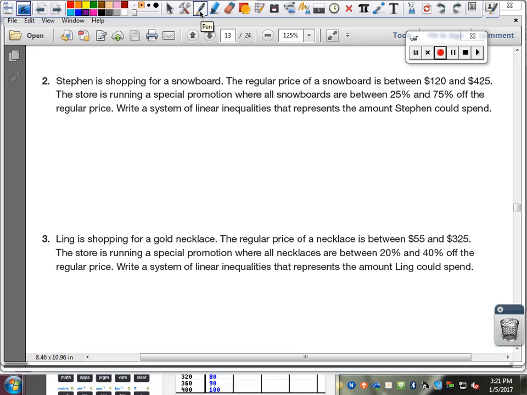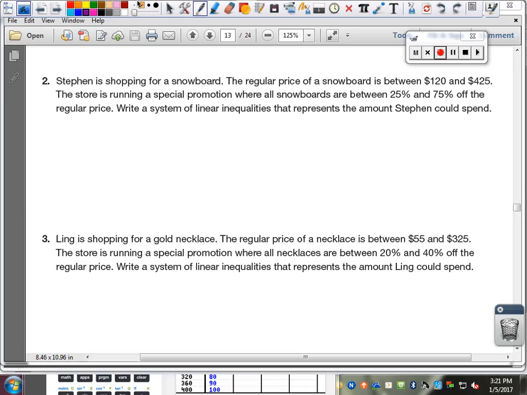Stephen is shopping for a snowboard. The regular price of a snowboard is between $120 and $425. The store is running a special promotion where all snowboards are between 25% and 75% off the regular price. Write a system of linear inequalities that represents the amount Stephen could spend. So guys, this is pretty much like the example we did in class.